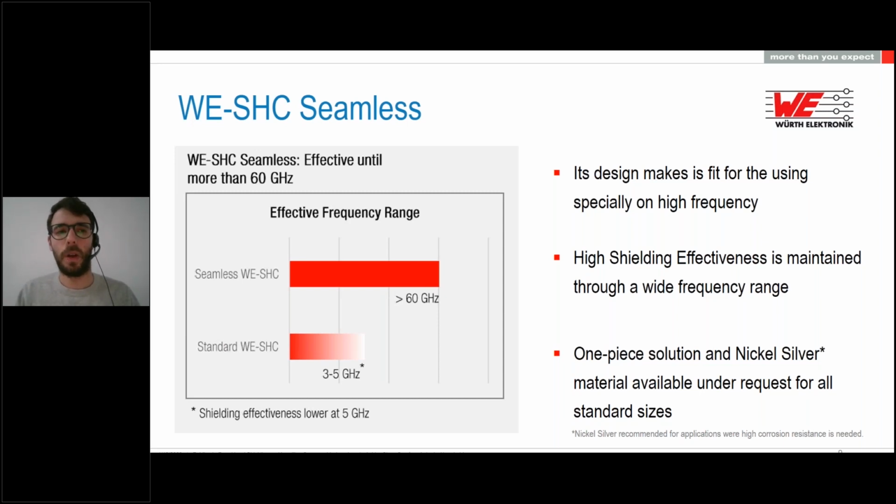We have one more thing to mention, that there is also as a standard a one-piece solution in a nickel silver material. Why nickel silver? Because we recommend this material for applications where a high corrosion resistance is necessary. So for humid environments, and stuff like this, we recommend to use nickel silver because it provides a better corrosion resistance. So now I'm going to hand over to my colleague Ashiro.